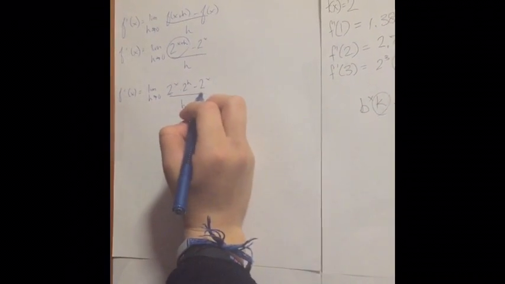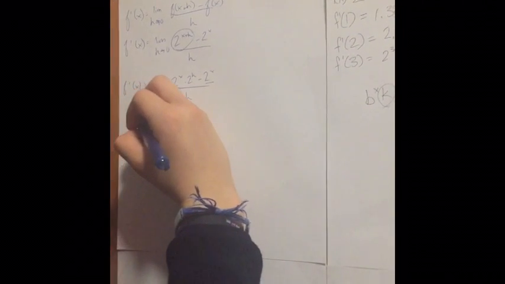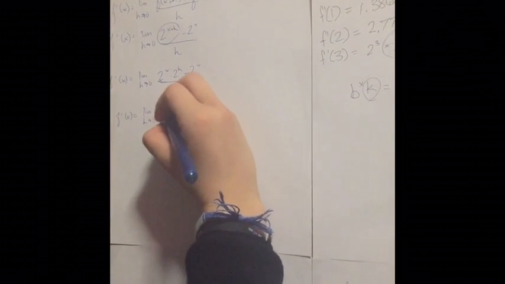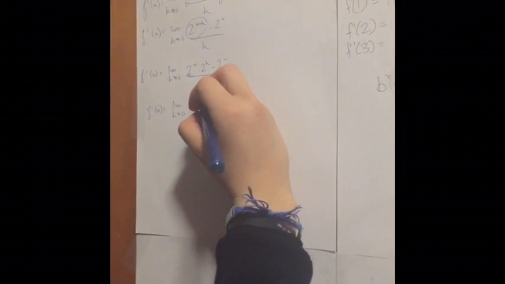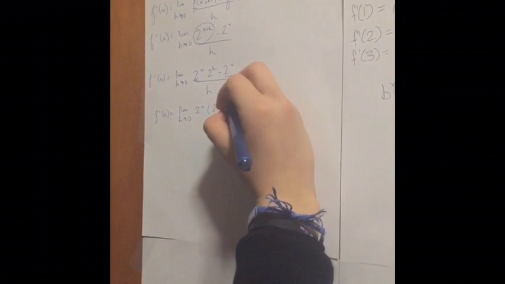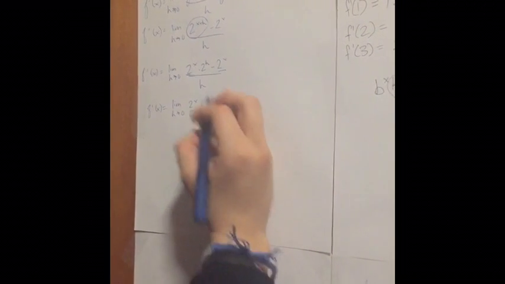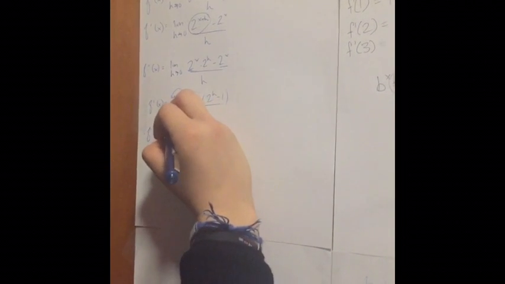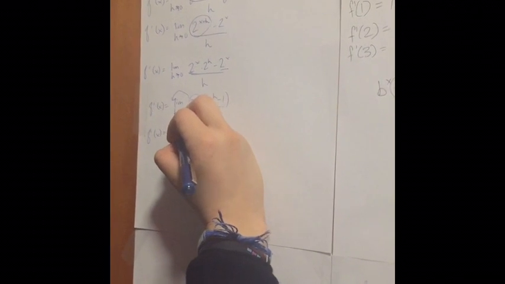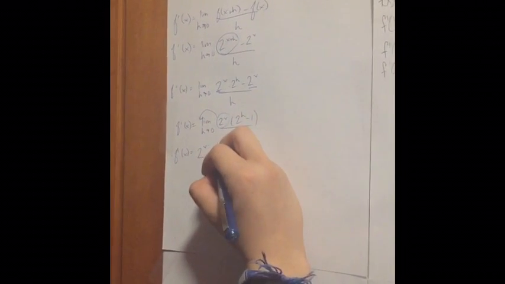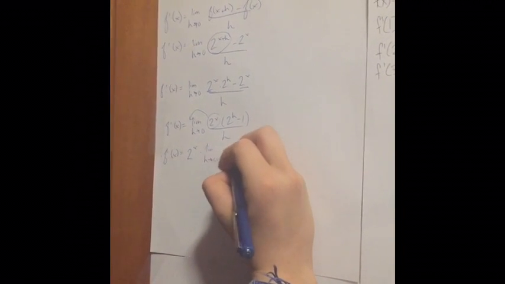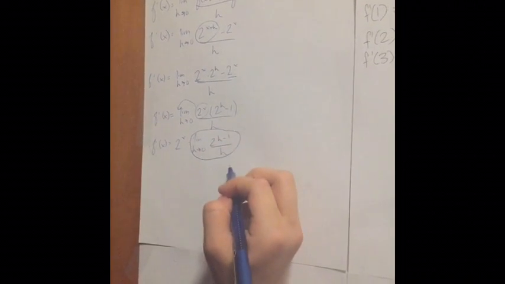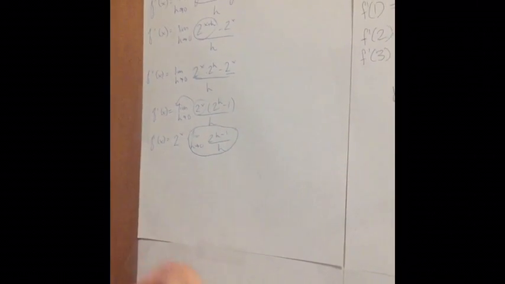And since both of these have the 2 to the x, we can factor that out. Once we factor that out, we'd have 2 to the x times 2 to the h minus 1 all over h. The next thing we do is multiply this over on this side. So we have f prime of x equals 2 to the x times the limit as h approaches 0 of 2 to the h minus 1 all over h. But here we couldn't go any further because it's the magic number. So we'd want to move to a different method.